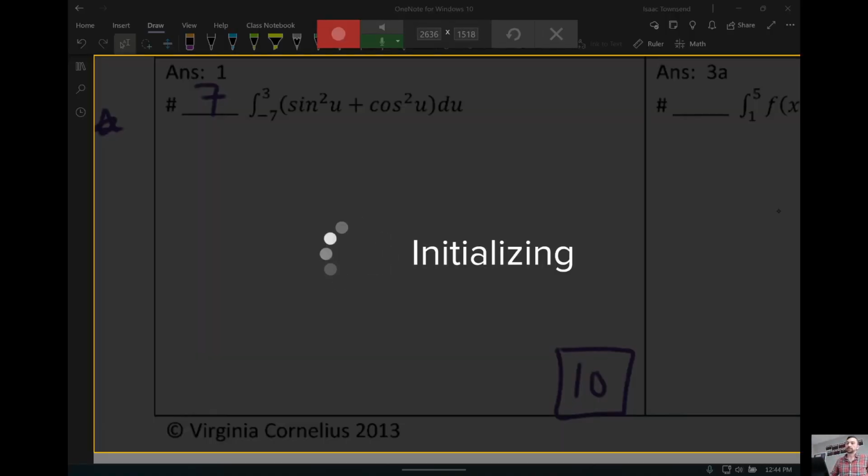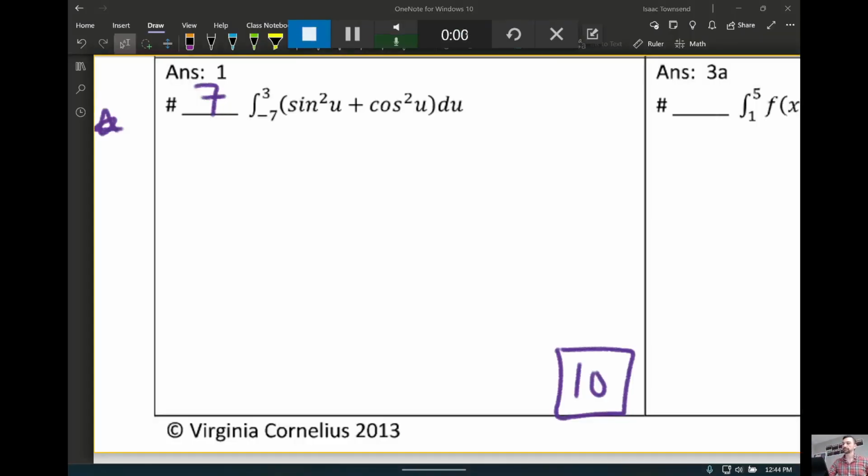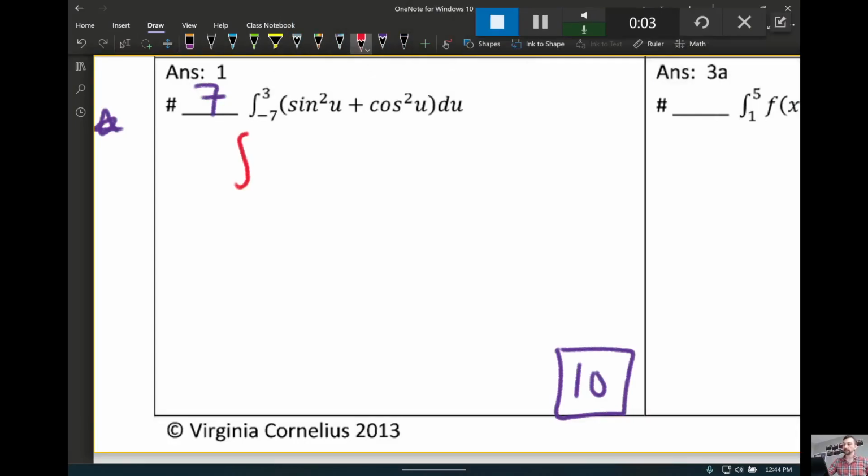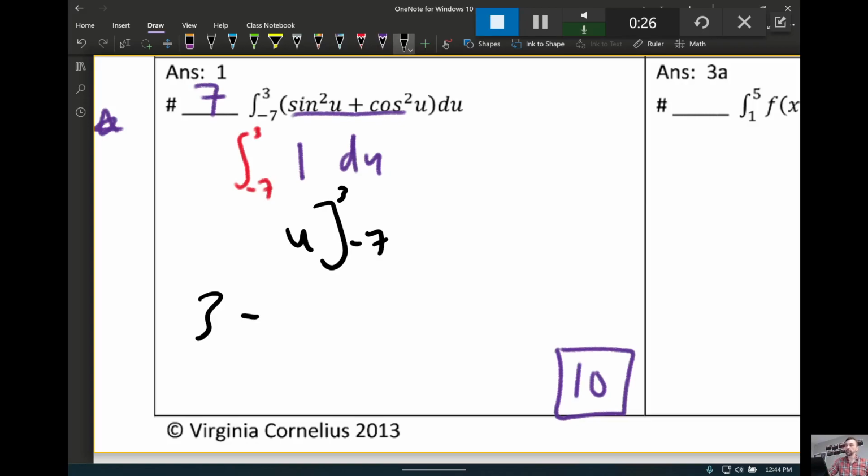Okay, for question 7, what I did is, and this was optional, but it makes your life easier. Do you recognize this as one of the trig identities you're supposed to know? Sine squared of an angle plus cosine squared of an angle is 1. So if you think to make that change from Pythagorean identity, then integrating this just becomes u. Plug in 3 the first time, plug in -7 the second time, subtract those, and that's where the 10 comes from. If you don't change that to a 1, then it's going to be pretty tough to do.